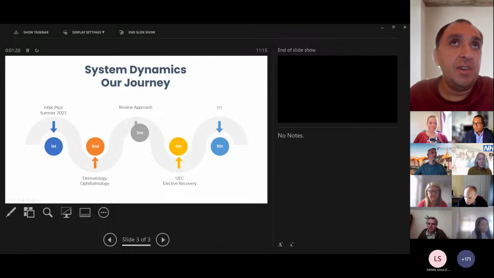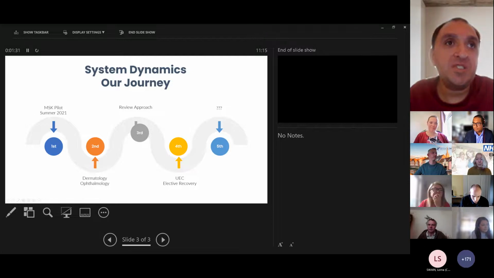That's available on the NHS Futures Demand and Capacity site if you're interested. We then went on to look at dermatology and ophthalmology as specialties. My colleague Ben at Queen Elizabeth has almost completed our dermatology model. The ophthalmology model unfortunately got stalled because of COVID when it escalated again last year. And we decided we were going to review our approach.